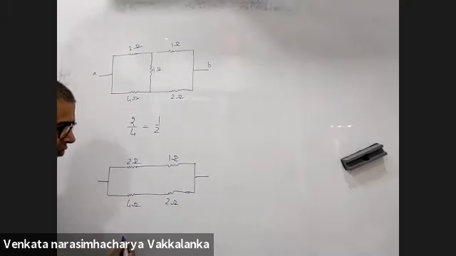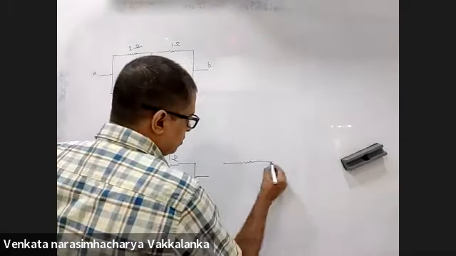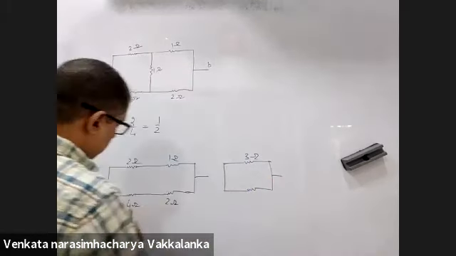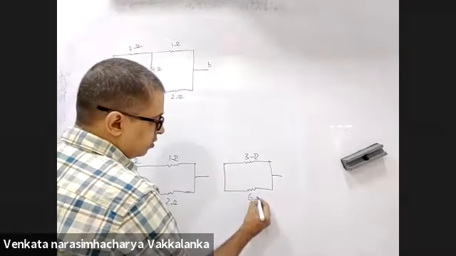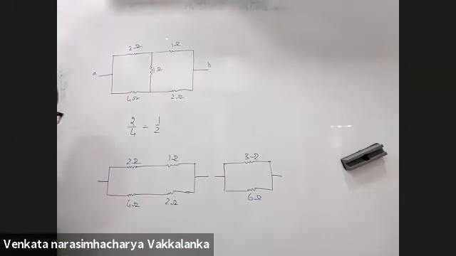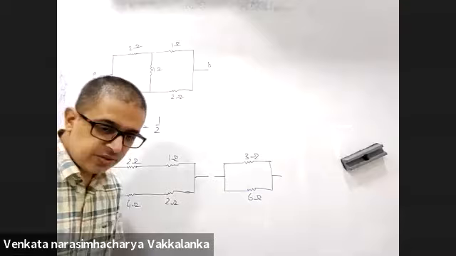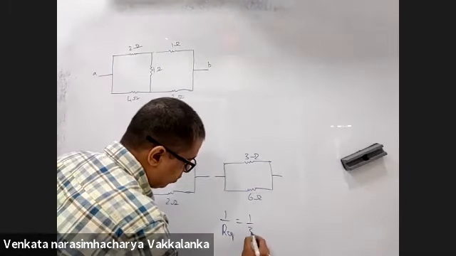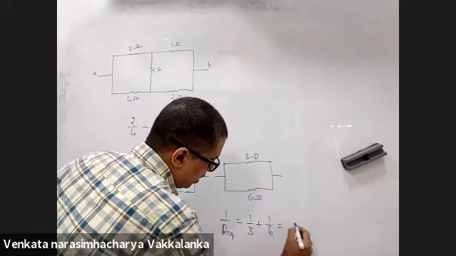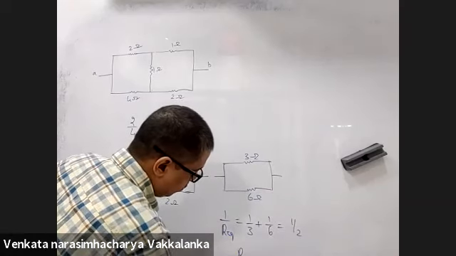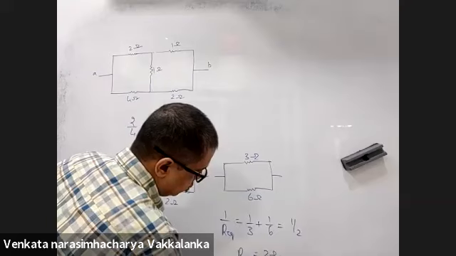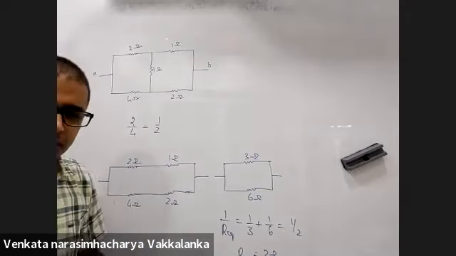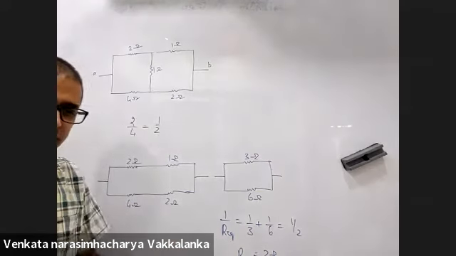Now 2 and 1 are in series. Equivalent resistance is 3 ohms. 4 and 2 are in series. Equivalent resistance is 6 ohms. 3 and 6 are in parallel. 1 by R equivalent is 1 by 3 plus 1 by 6, which is 1 by 2. R equivalent is 2 ohms. A simple straight Wheatstone bridge condition.